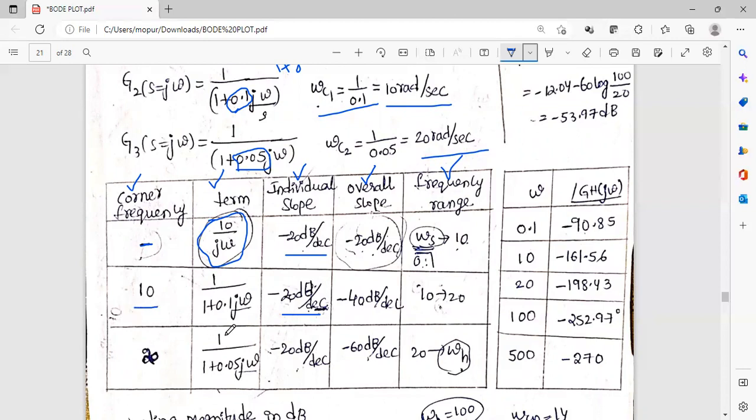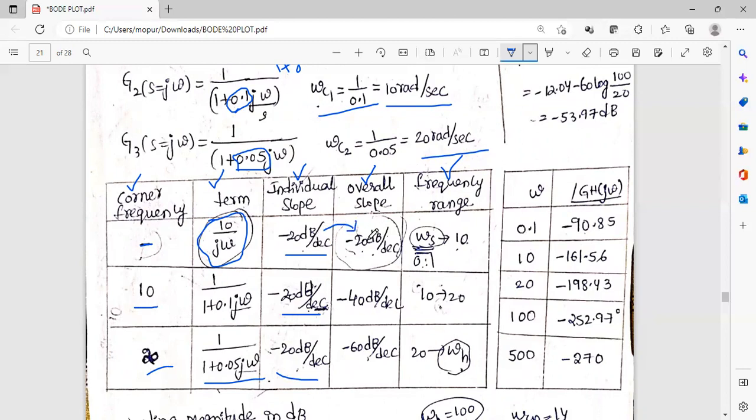Then the third term is 1 by 1 plus 0.05 j omega. It is also similar to 1 by 1 plus sT. So the individual slope is minus 20, and then the corner frequency is 20. Now, overall slope. Since this is the first term, its individual slope will be the overall slope.